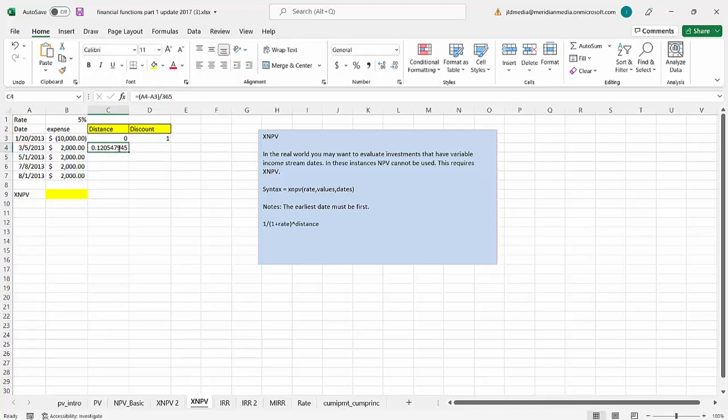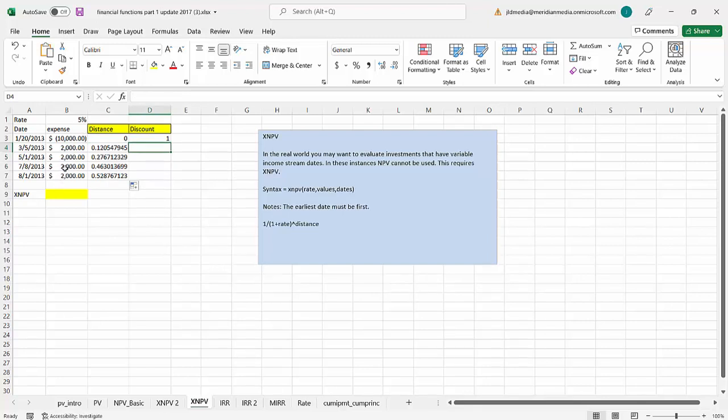So now at this point, if I absolute reference cell A3, there we go. We are then going to knock that down, and that's telling us the distance, right? So this is the fractional distance between each point. So once we do that, we need to calculate our discount rate per cash flow.